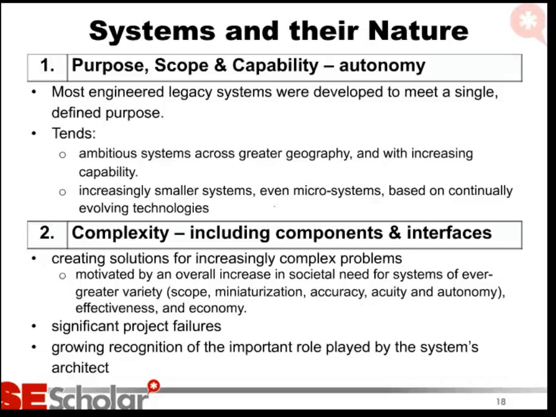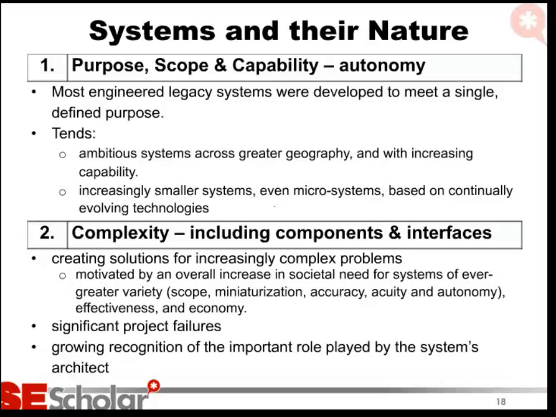So autonomy is an aspect of the purpose, scope, and capability of systems. There tends to be a trend that we're looking at more systems across the geography as well as increasing capability. So large systems, of course, are something that we're concerned about. But there's also the aspect of these increasingly small systems, microsystems, where they actually have to work within the environment they're in. So we have both those aspects of systems that are being done.